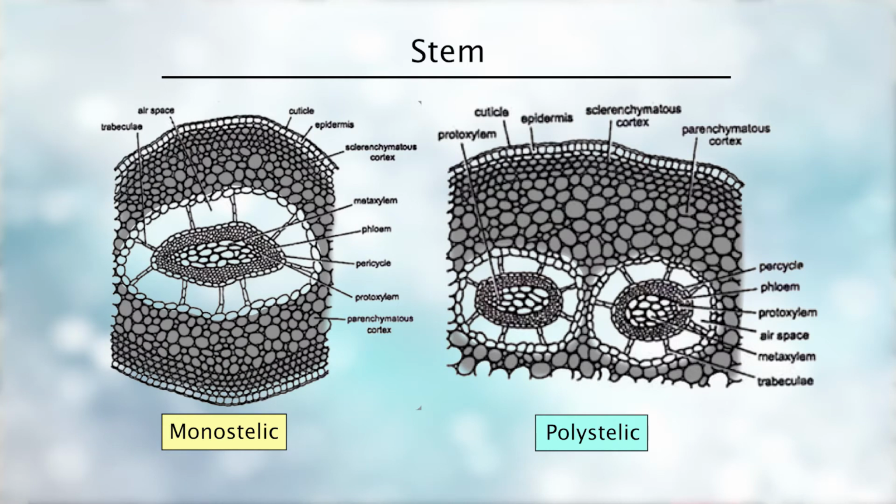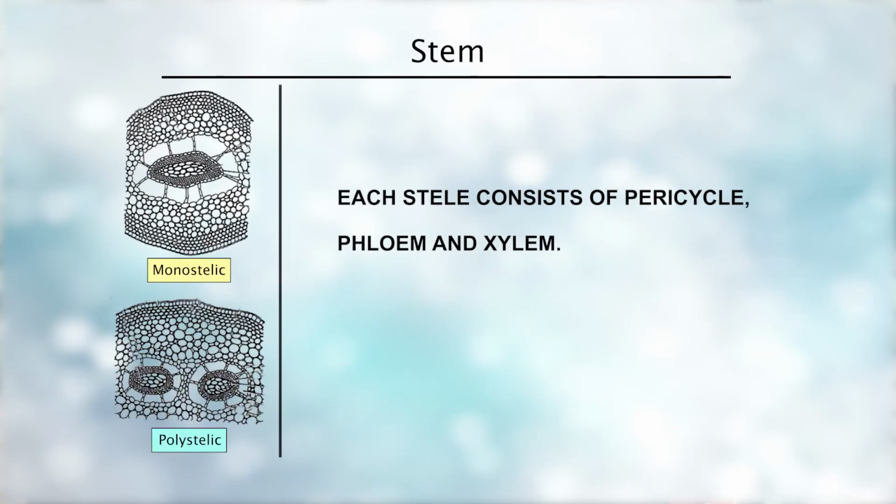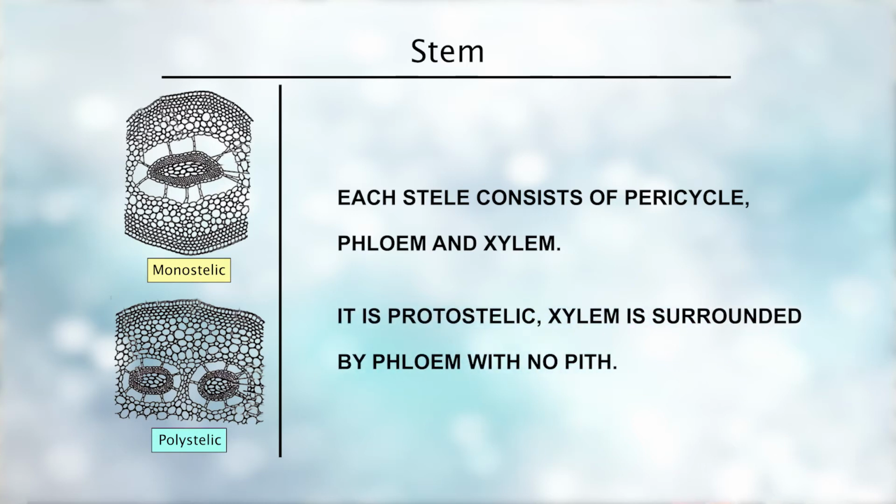Now, this outer cortex is attached to the central stellar portion with the help of some elongated cells which are endodermal in origin, known as trabeculae. This inner portion consists of the vascular bundles, or the stele. This stele comprises the pericycle, the xylem, and the phloem. Here we see that there is no pith, so it is protostelic in nature.